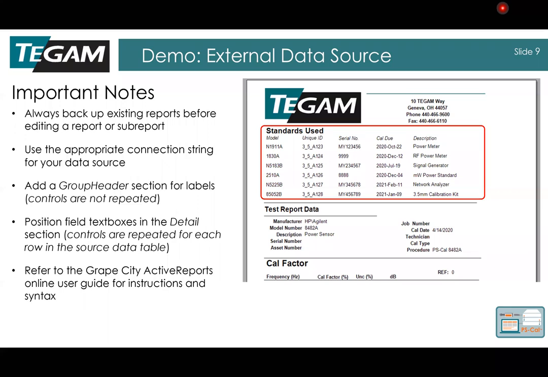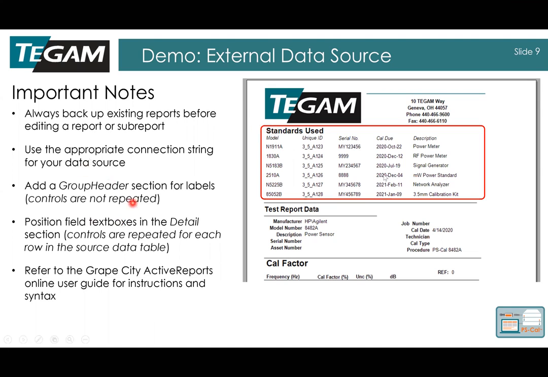Add a group header section for your labels. Remember, in the group header, those controls are not repeated on the form, and you can see those right here. Standards used, and all of these: model, unique ID, serial number, cal due, and description. All of those are in the group header, therefore they don't repeat.